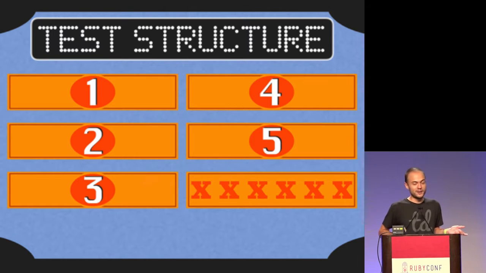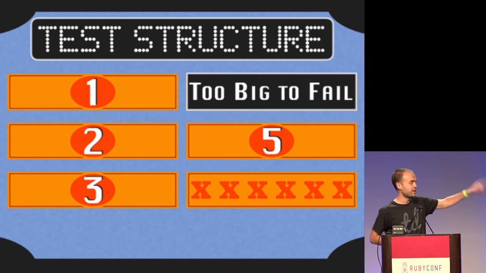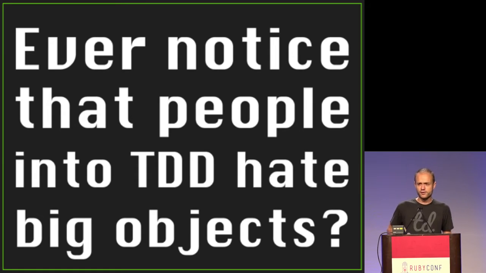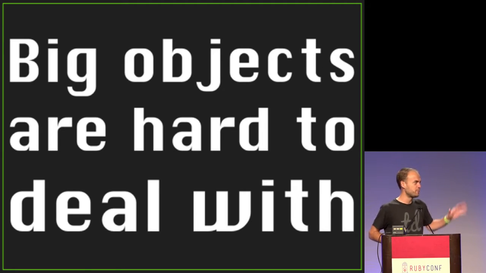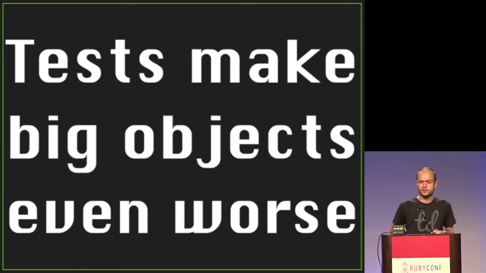First round, we're going to talk about test structure. And I'm going to say, show me too big to fail. People hate tests of big code. In fact, have you ever noticed the people who were really into testing in TDD, they really seem to hate big objects and big functions more than normal people. I mean, we all understand big objects are harder to deal with than small objects, but one thing that I've learned over the years is that tests actually make big objects even harder to manage, which is counterintuitive.